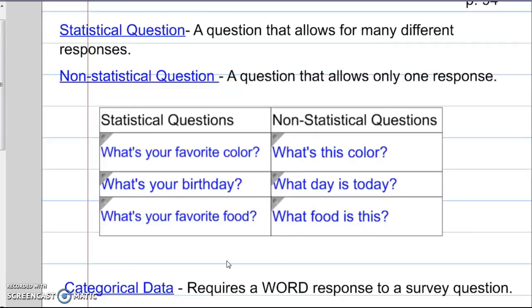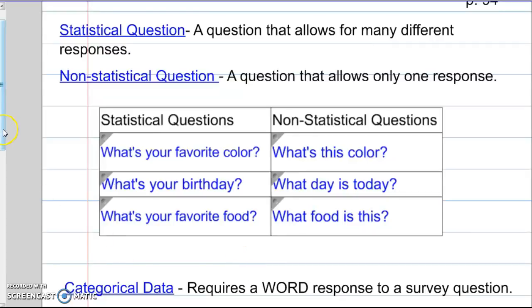For example, if I ask you, what is your favorite month? You would name one of the months of the year. Or if I ask you, what is your favorite color, or your favorite hobby, or your favorite movie star, or your favorite song, those answers that you would give me would be a word response. So that is called categorical data because songs, months, those are categories.